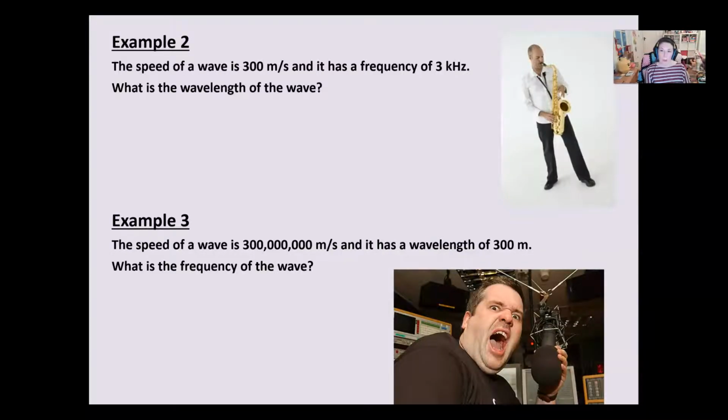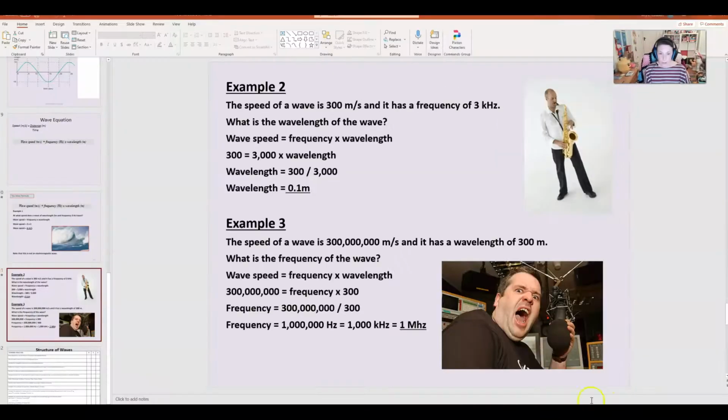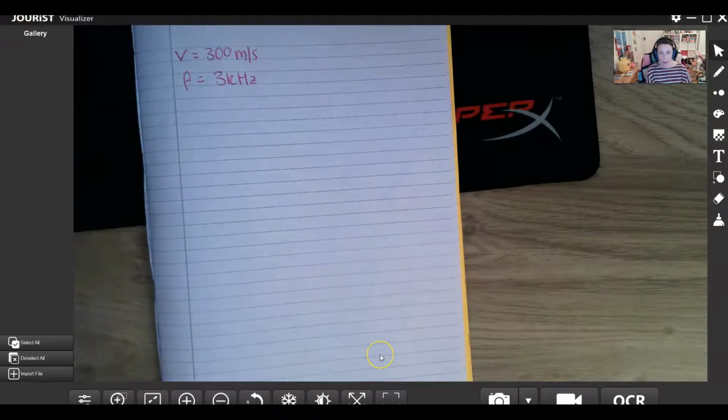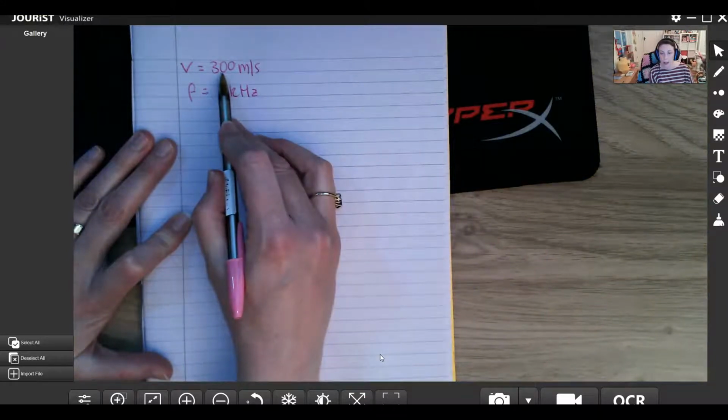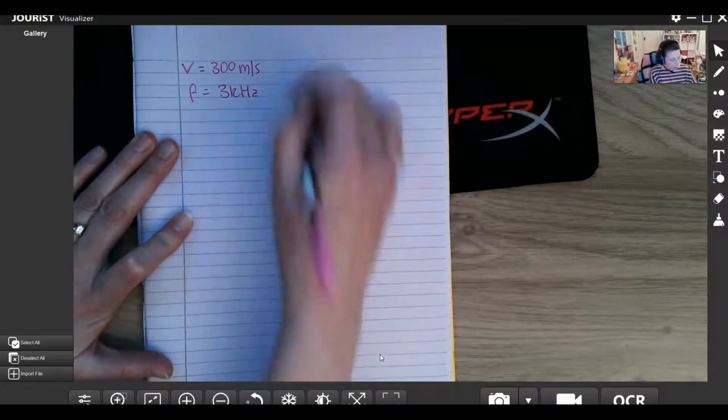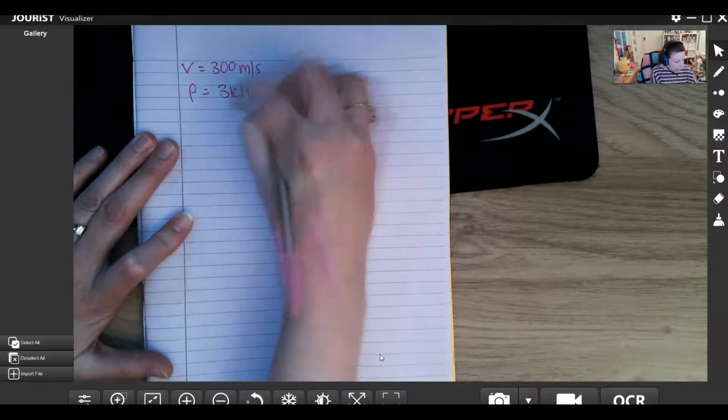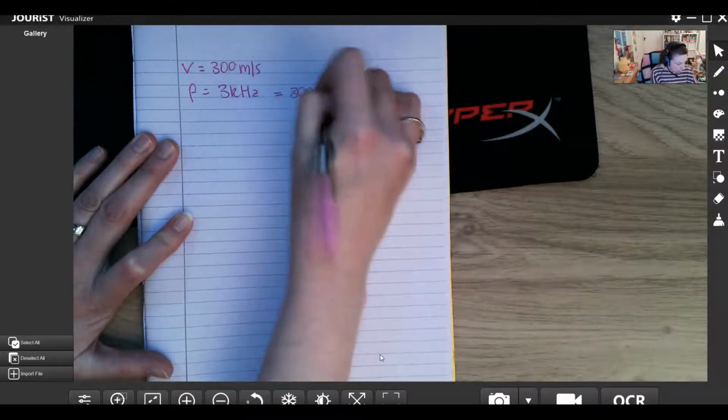Example 2, you've got a wave speed of 300 meters per second. This would be on foundation and higher, but it's a little bit harder because they give your frequency as 3 kilohertz. Okay, so what is the wavelength of the wave? So I'm going to do that for you with my visualizer. So there's the values that I've taken. So my velocity is 300 meters per second. My frequency is 3 kilohertz. Now 3 kilohertz is 3,000 hertz.